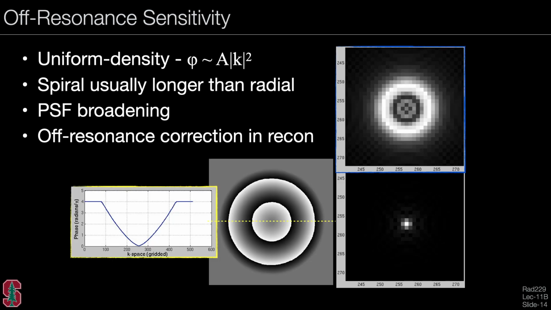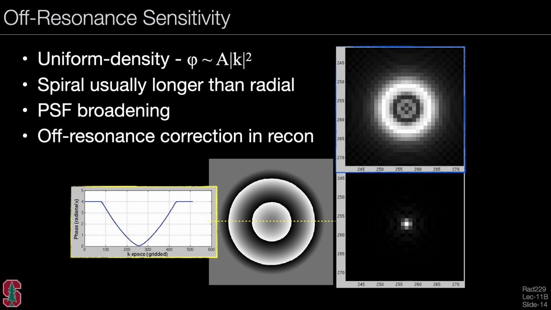Let's look now at the off-resonance sensitivity of spiral imaging, which is often one of the major disadvantages, or challenges, of spiral imaging. If we have a uniform density spiral, the phase increases roughly in proportion to k-space radius squared. The spiral is often longer than the radial imaging for the reasons we've shown before, because we gain sampling efficiency with a longer trajectory. So this can lead to substantial broadening of the point spread function. You can correct for this off-resonance in the reconstruction.